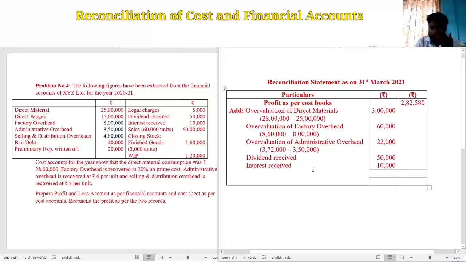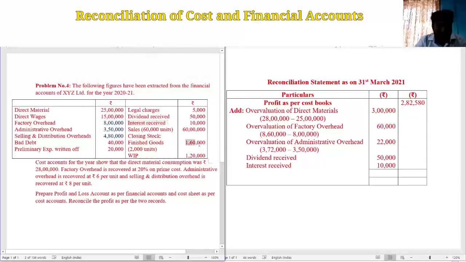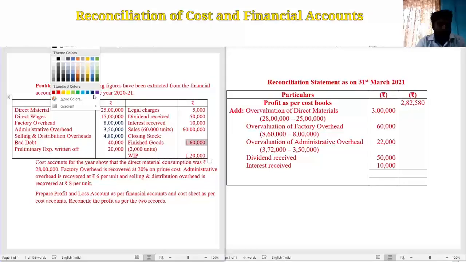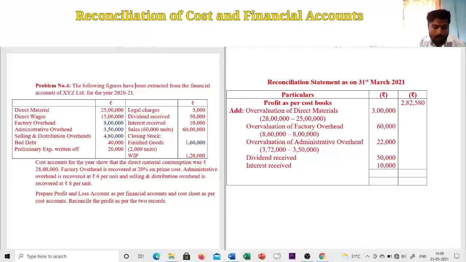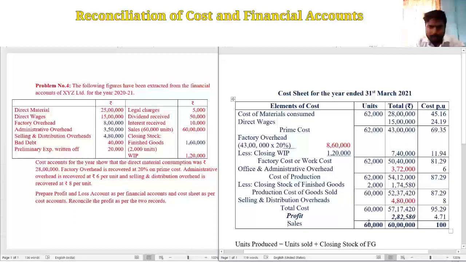Then sales recorded correctly. Then closing stock of finished goods. In financial books, it is recorded as 1,60,000. And what about costing? In costing books, closing stock of finished goods is recorded as 1,74,580. That means it is overvalued by 14,580. Closing stock is overvalued.